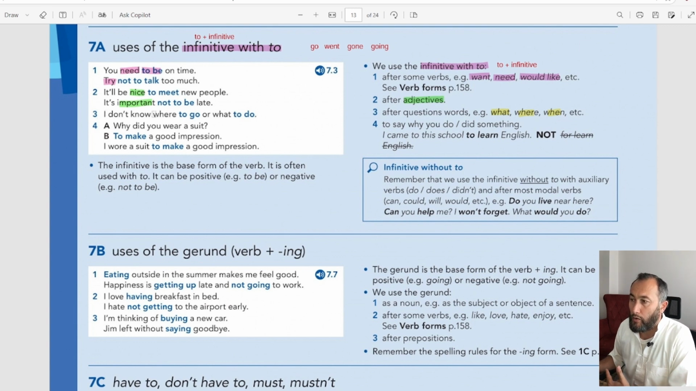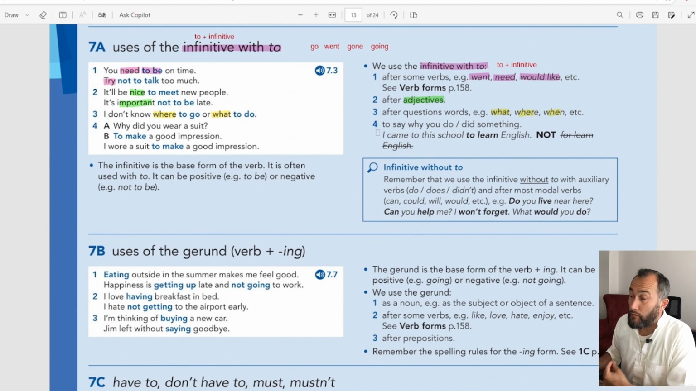I don't know where to go or what to do. I don't know when to buy, or I don't know when to call her or him, and so on, guys. Or I don't know how to solve this exercise. I don't know how to solve this problem. How to solve. Okay. Right.